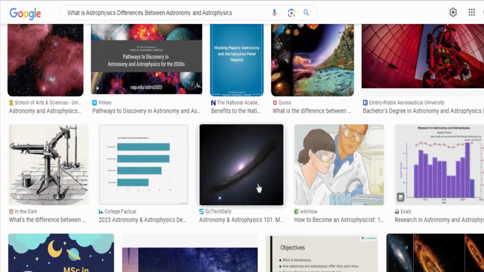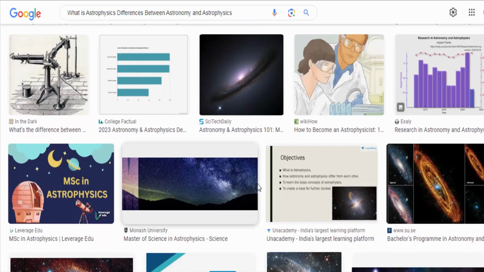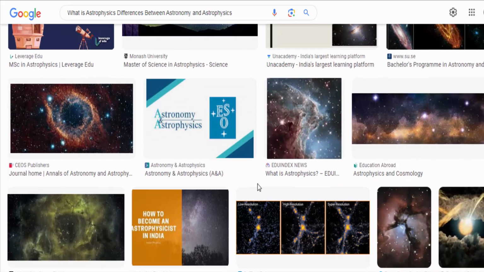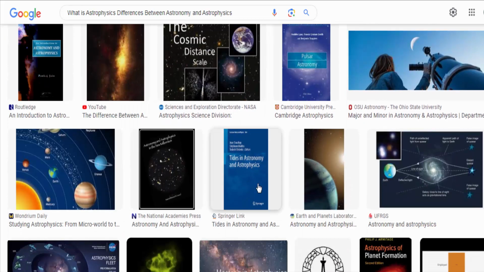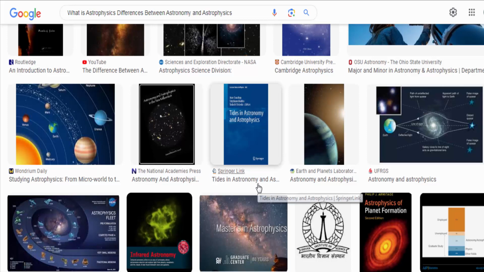Astronomy, although also interdisciplinary to some extent, may have a broader reach across different scientific disciplines, including physics, chemistry, geology, and biology, depending on the specific focus of study.